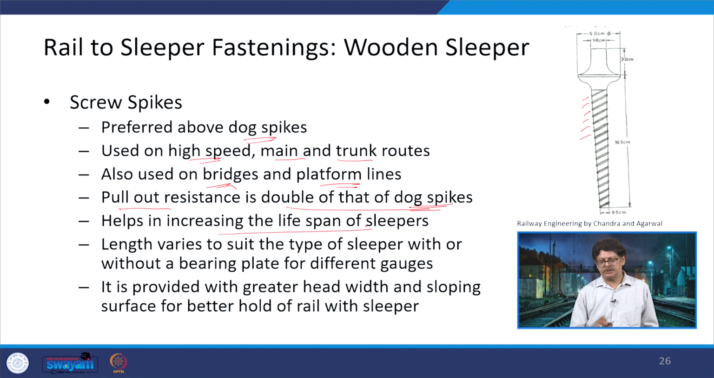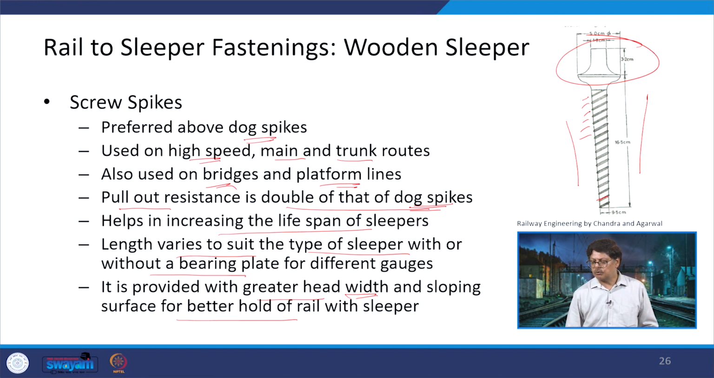They help in increasing the lifespan of the sleepers because they remain in position and do their function properly for a longer period of time. The length varies to suit the type of sleeper, with or without a bearing plate, for different gauges. It is provided with greater head width and a sloping surface for better hold of the rail with the sleeper. So that is what you can see here. The head width is a bit higher, and the sloping surfaces are provided so that when it gets inserted, it remains in a better hold, and that better hold is also there because of the threads which have been made on this screw.